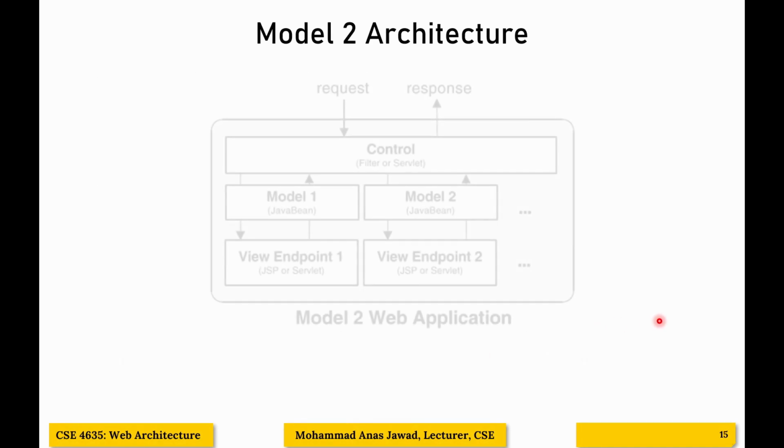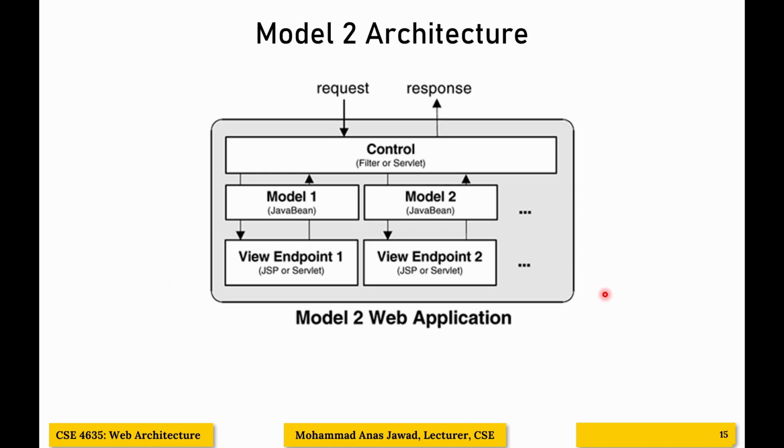So if we take a look at this diagram of a Model 2 architecture, we can understand how web applications that employ the Model 2 architecture work. As you can see, we have three layers: a controller layer, a model layer, and a view layer. Whenever a client sends any request for your web application, it does not matter what kind of request, that request is going to be at first received by your controller.